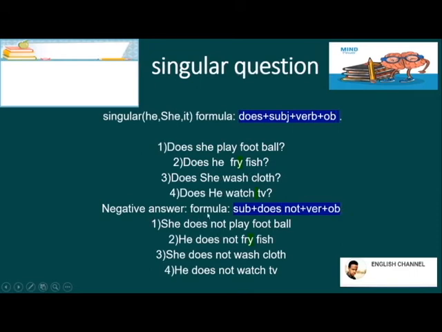Negative answer. So when you need to give someone negative answers, you will add "doesn't", then verb plus object. So that's it. He doesn't play football. He doesn't fry fish. Sorry, he does not watch clothes. He does not watch TV.